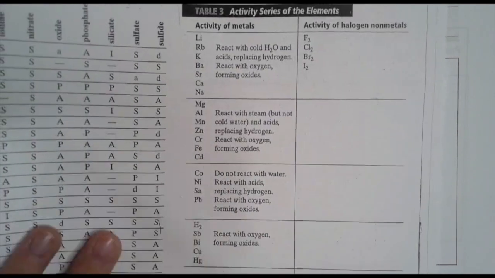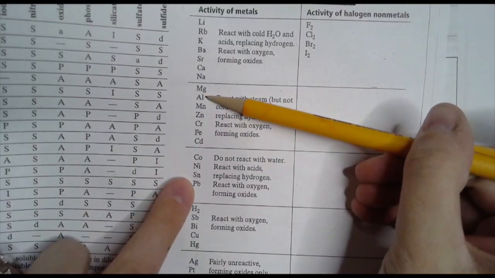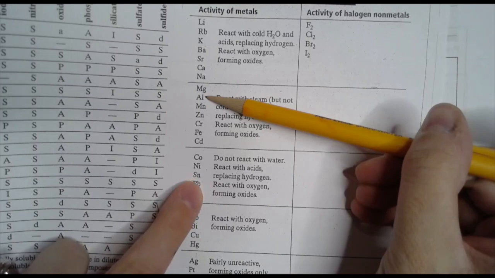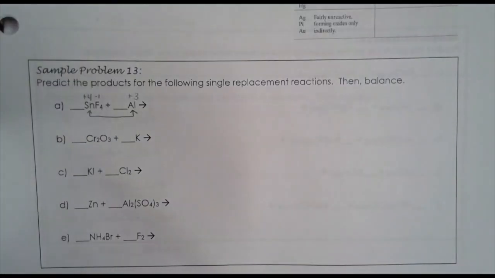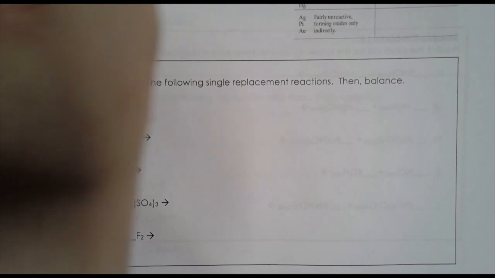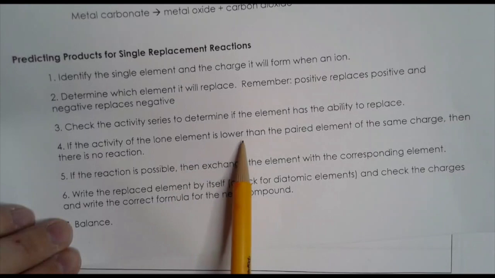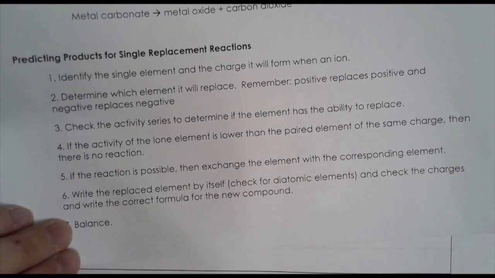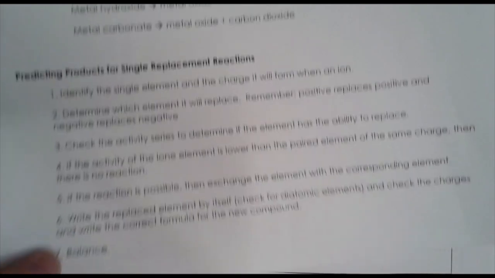And if I notice, here's aluminum and here's tin. Aluminum is, in fact, more active than tin. So yes, this reaction will occur, because aluminum has the ability to replace tin. Since we've determined that, which is actually steps 3 and 4: if the activity of the lone element is lower, then there is no reaction. Aluminum was higher than tin, so this will occur. If the reaction is possible, exchange the element with the corresponding element and write the replaced element by itself.